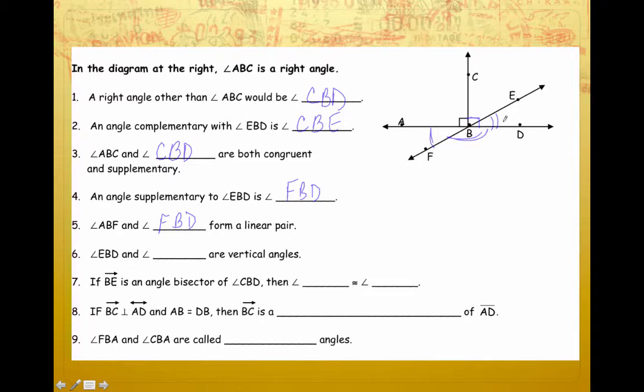EBD and what are vertical angles, where then you're not going to have an option. It's the guy opposite, right? So EBD, ABF.